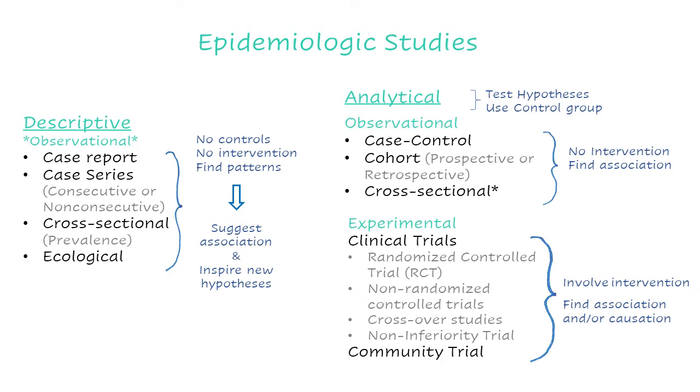The word experimental implies the manipulation of an independent variable to measure its effect on a dependent variable. In this context, that independent variable is the intervention. Unlike observational studies, clinical trials involve an intervention and can demonstrate a cause and effect relationship, not just a mere association. However, proving causation requires more than a single well-executed randomized control trial.